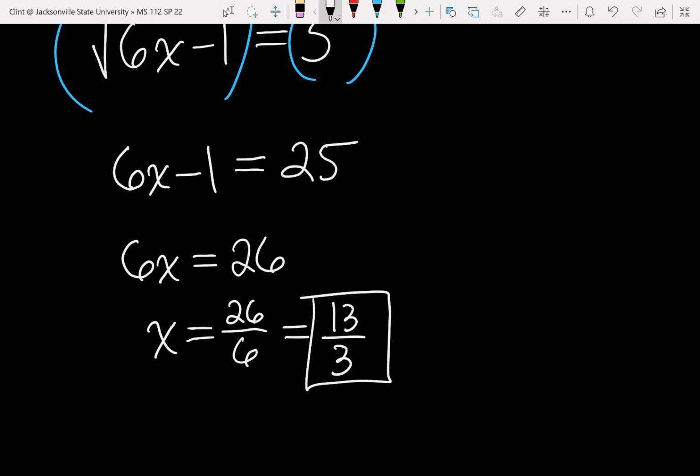I think, let me double check. Yeah, the only ones I've got for us to do are square roots. So you can do the same thing with the cube root, right? You just cube both sides. It just gets messier. You get bigger numbers.